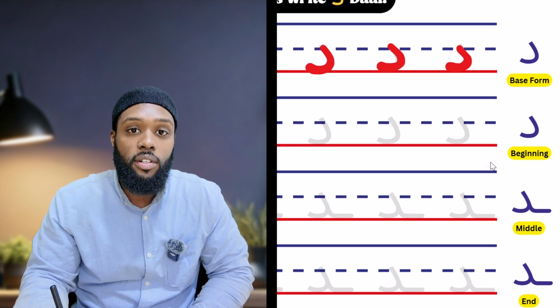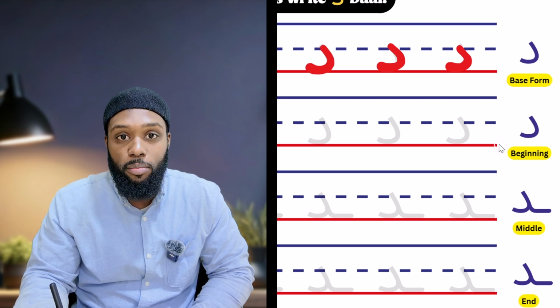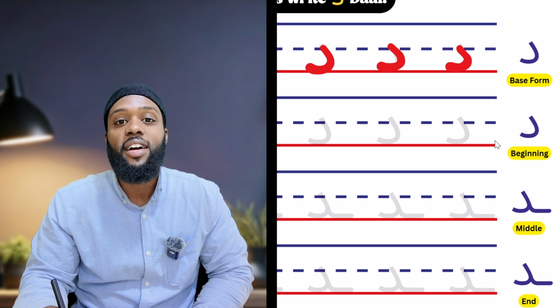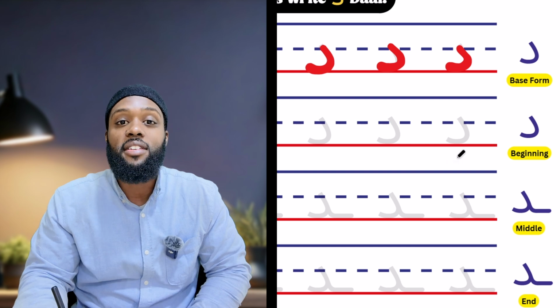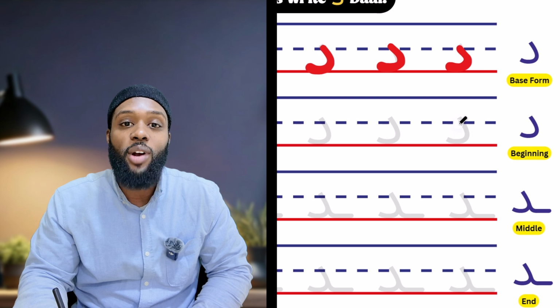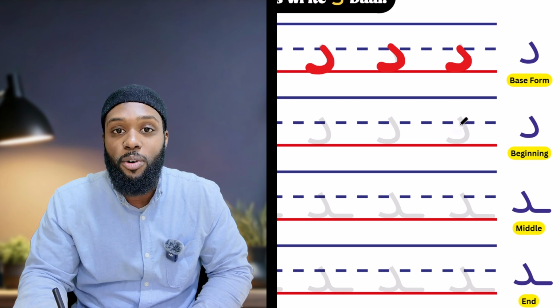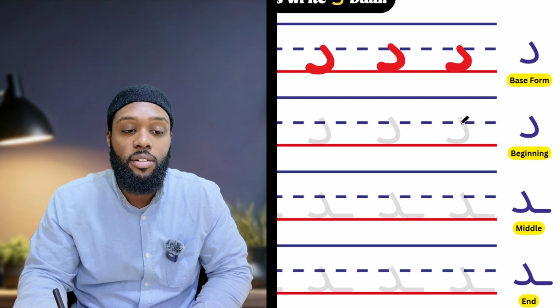At the beginning of a word, the letter Daal looks like this. It's the exact same as its base form. Why? Because similar to the letter Alif, it doesn't connect to letters from the left side. So this makes it a lot easier for us. And now we just get a little more practice writing the letter Daal in its base form. And this is how the letter Daal is placed at the beginning of a word.